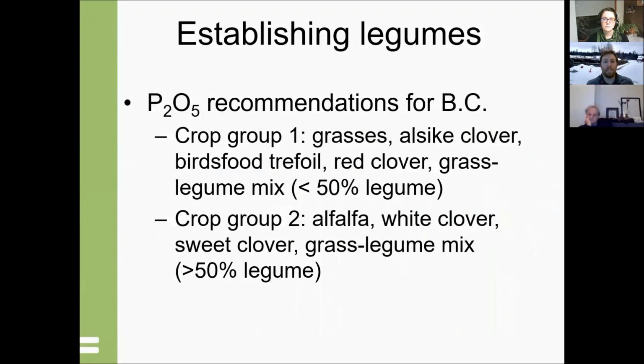So in BC, our phosphorus recommendations are kind of split into 2 groups really for our purposes. In the first group, we have grasses, alsike clover, bird's foot trefoil, red clover, and then a grass legume mix that has less than 50% legumes. And then in our second group, we have alfalfa, white clover, sweet clover, and then a grass legume mix that has more than 50% legumes.